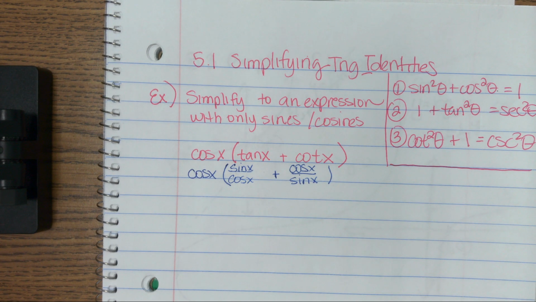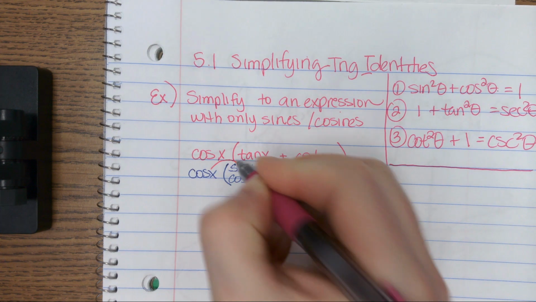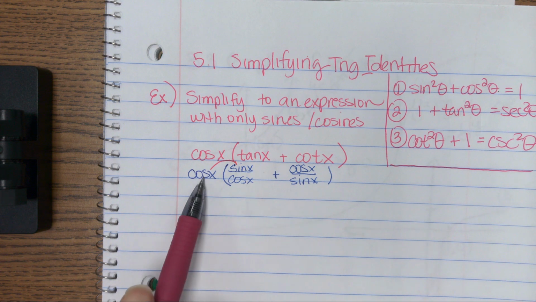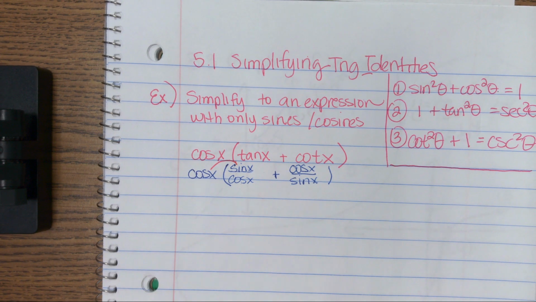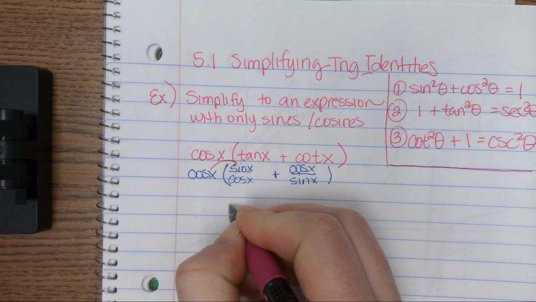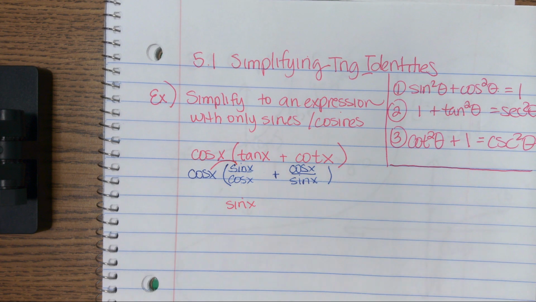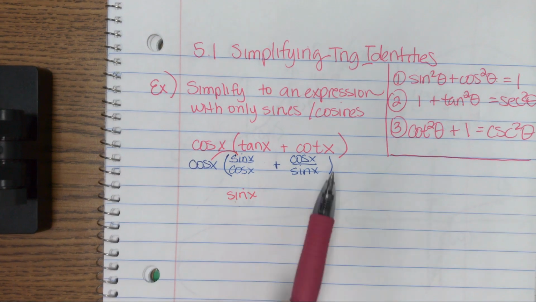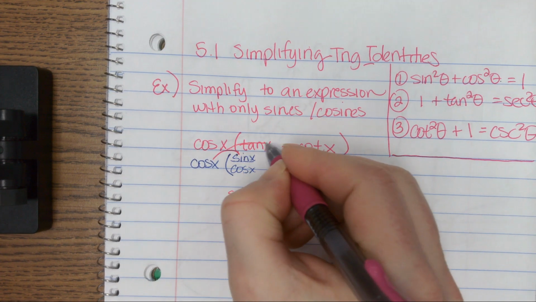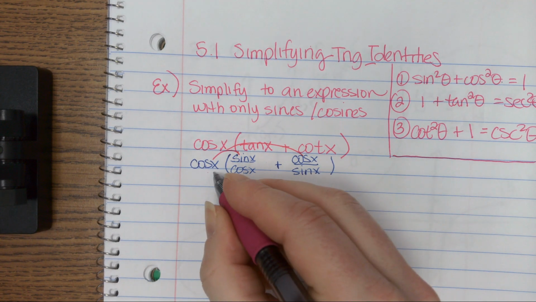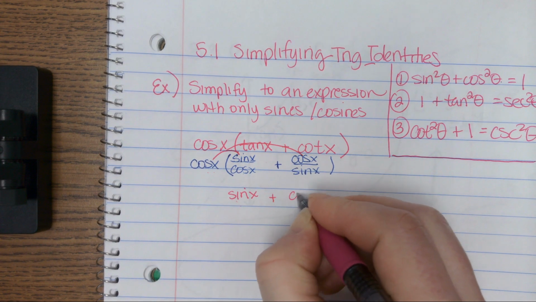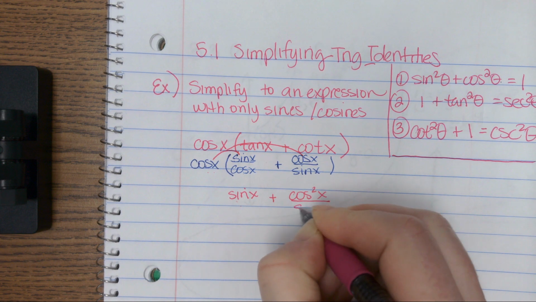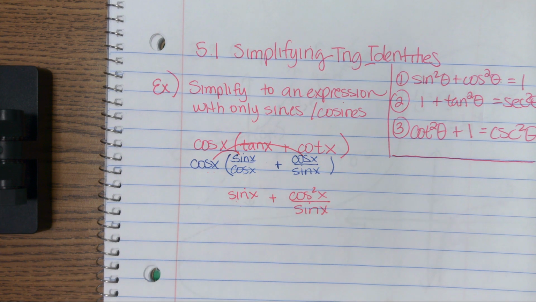Once I've done that, I'm going to distribute this cosine of x. When I do that to the first expression, the cosines on top and bottom cancel, and I'm just left with the sine of x. You're going to notice in a second, I'm going to put a 1 on the bottom because I'm going to have to put it together with this. When I distribute that, nothing cancels, and the cosine times the cosine is the cosine squared of x over sine of x. Now, you might be thinking, that doesn't look any more simplified.